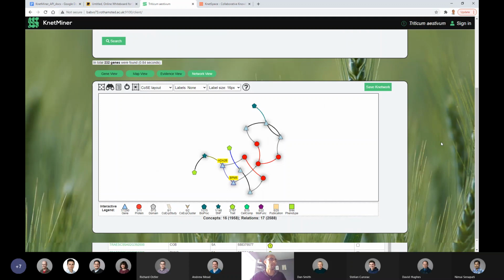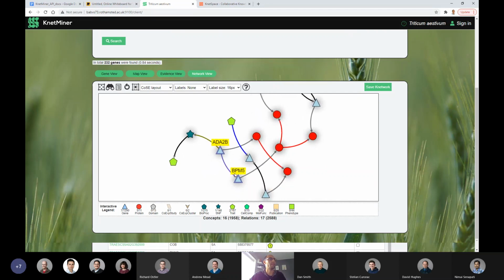Okay, so here we are. NetMiner has done two things here. It has first identified those two genes in the knowledge graph, and has performed lots of different graph queries to generate the knowledge graph for these two genes, ADA2B and BPM5. But then it has done another thing. It's done some filtering. The knowledge graph for those two genes has about 2,000 nodes and 2,500 edges. But because we do not want to overwhelm people with all this information, it has hidden lots of information and has just kept the most important things on the screen.